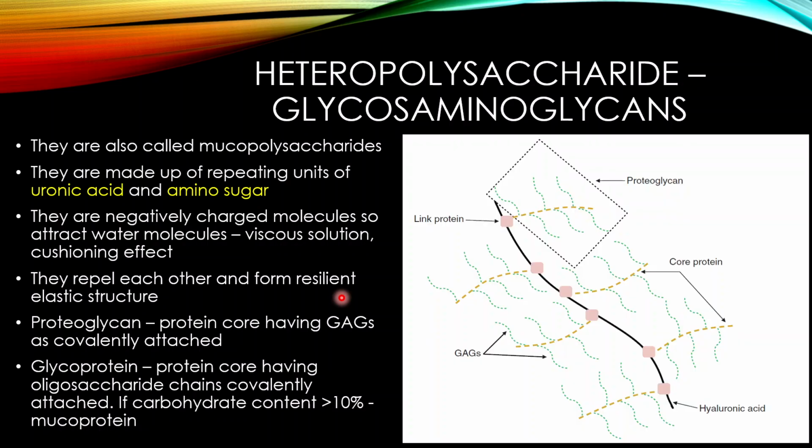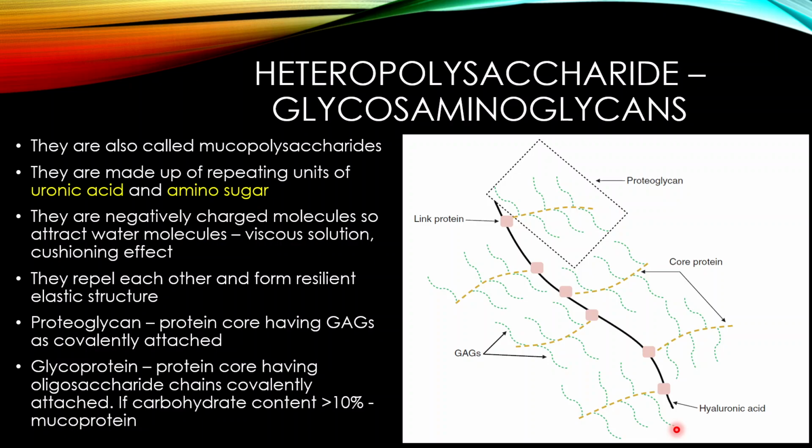Now, what is proteoglycan? Proteoglycan is basically a protein core having glycosaminoglycans which are covalently attached. If you see over here, this is a proteoglycan. These yellow dots are the protein or polypeptide backbone, and these green dots are glycosaminoglycans. If glycosaminoglycans are attached to the polypeptide backbone, it is called proteoglycan. You can have many proteoglycans which are linked to a hyaluronic acid, which is also a proteoglycan.